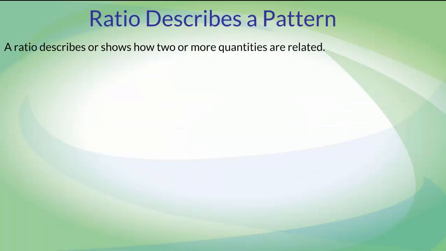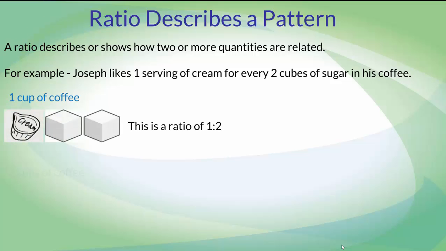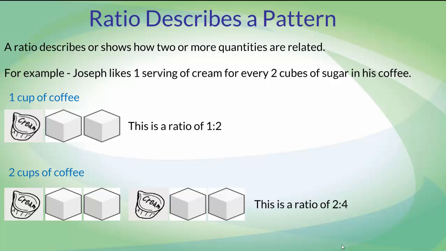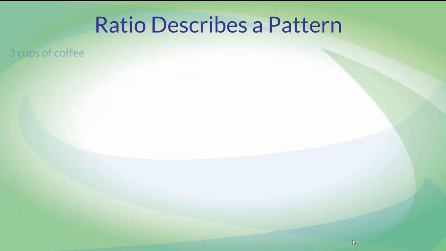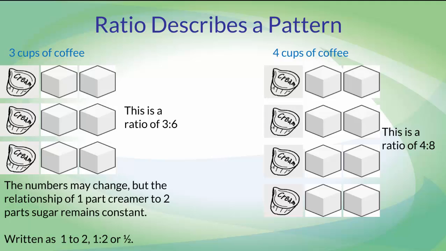A ratio describes or shows how two quantities are related. We have an example of Joseph, who enjoys coffee, and in his coffee he likes 1 serving of cream for every 2 cubes of sugar. In 1 cup of coffee, this ratio is 1 to 2. In 2 cups of coffee, this ratio is 2 to 4. In 3 cups of coffee, this ratio is 3 to 6. And in 4 cups of coffee, this ratio would be 4 to 8.